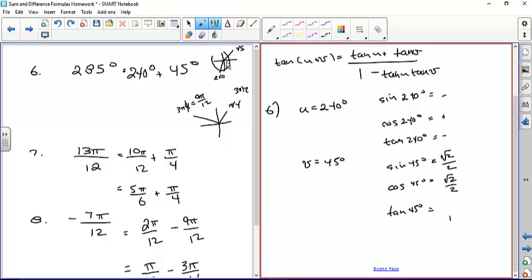Oh, no, wait a second. They're all going to... sine and cosine are negative. It's in the third quadrant. Tangent is positive. Okay.